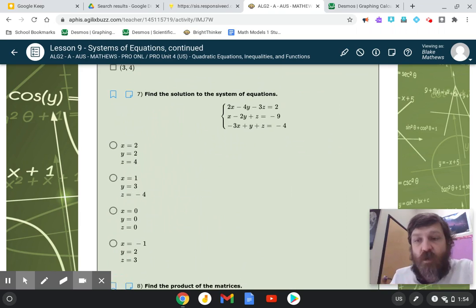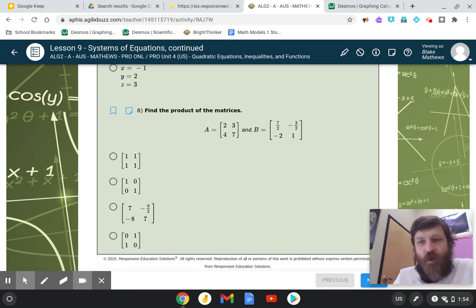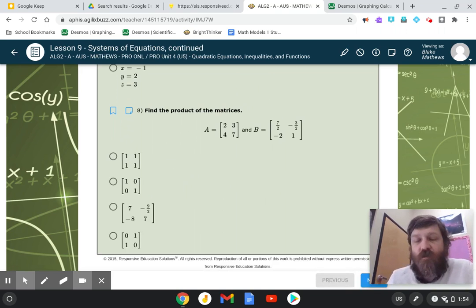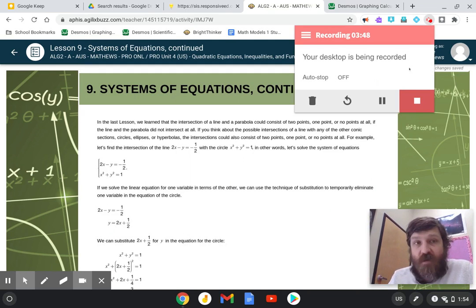Number 7 is actually a review question. I will put a link in the video description back to the previous video for how to do equations with 3 unknowns, and I'll send you that video out. Then we have number 8, which is a matrix review. You may need to go back to the lesson or unit 3 videos for that one. But that's pretty much it. All of this is graphing and finding the intersection points, and you're going to be good on this. So that is it for unit 4.